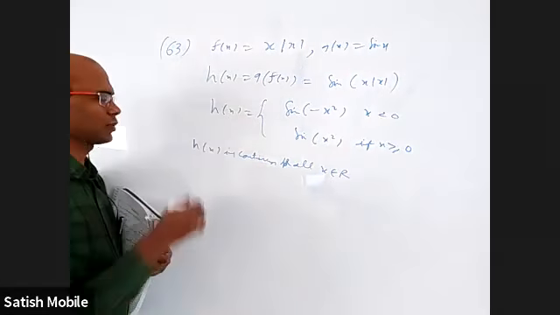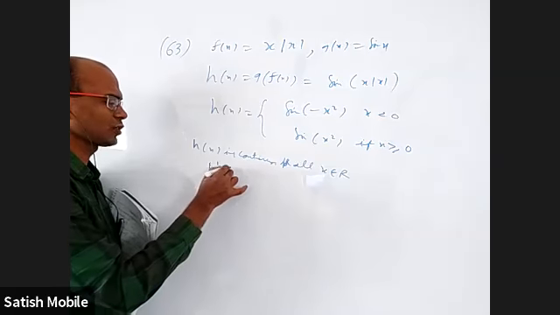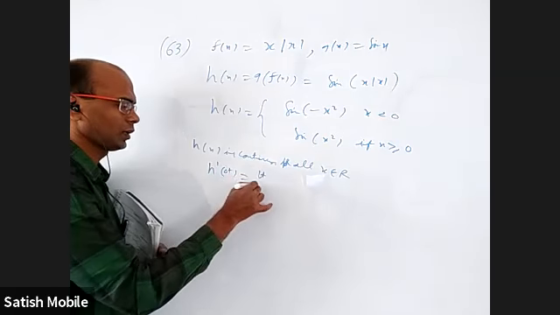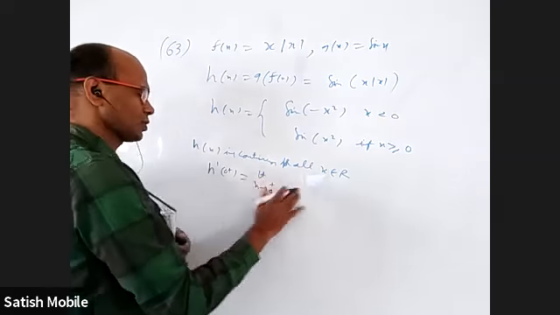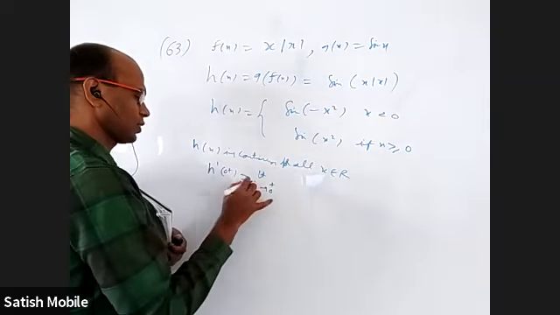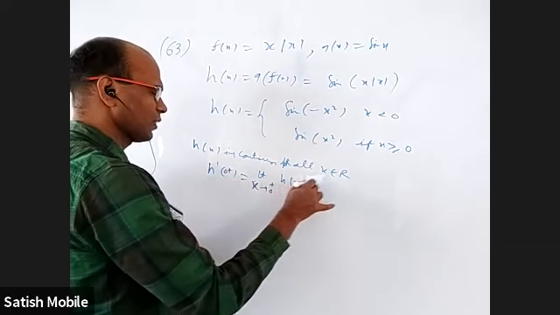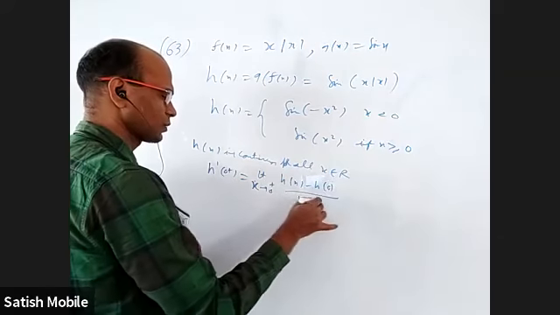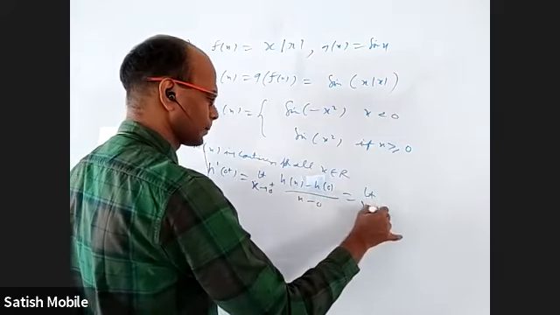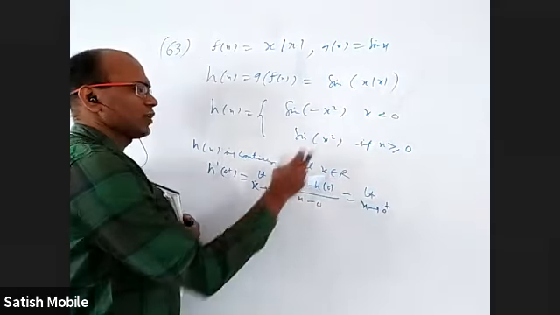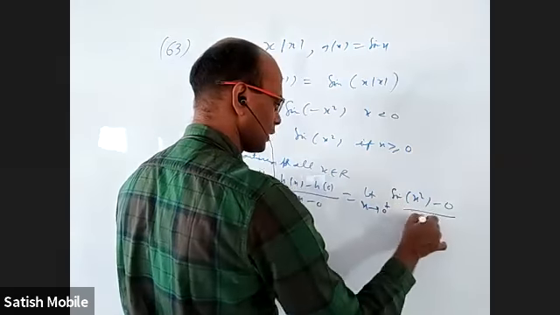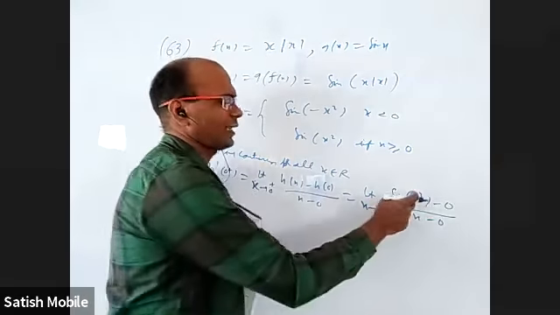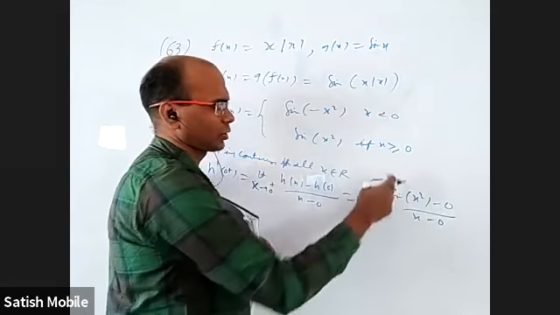Regarding differentiability at 0, let me see what is h dash 0 plus. Limit x tends to 0 plus of h of x minus h of 0 by x minus 0. H of x, I have to use this now. So it is sine of x square minus 0 by x minus 0. Here sine x square, but I need by x square. So because of that, it will be 0 only.